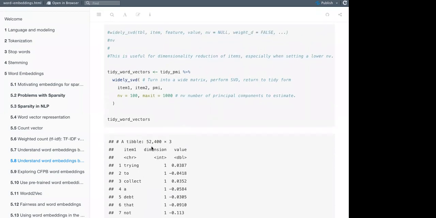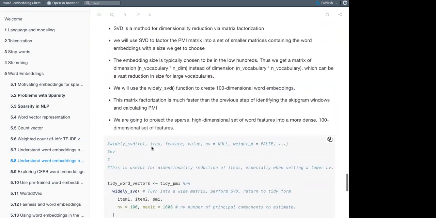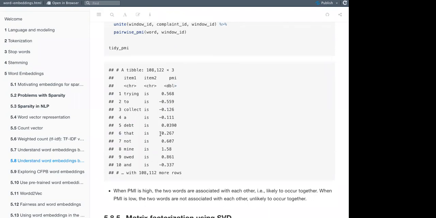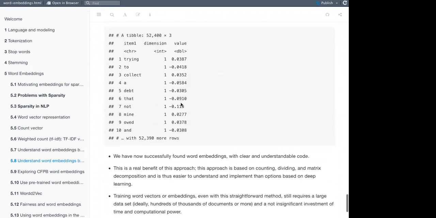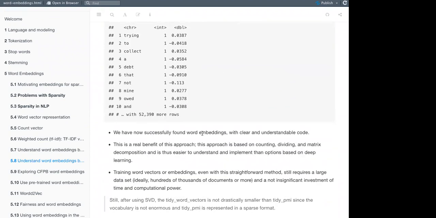So what this is telling us is that SVD does what you call dimensionality reduction, and it takes the useful dimensions and discards other dimensions that are not quite useful. For example, maybe it discards this one because they do not correlate, and this one because they don't occur often, so SVD will not pick them. That is what SVD does. Now we have successfully found word embeddings.